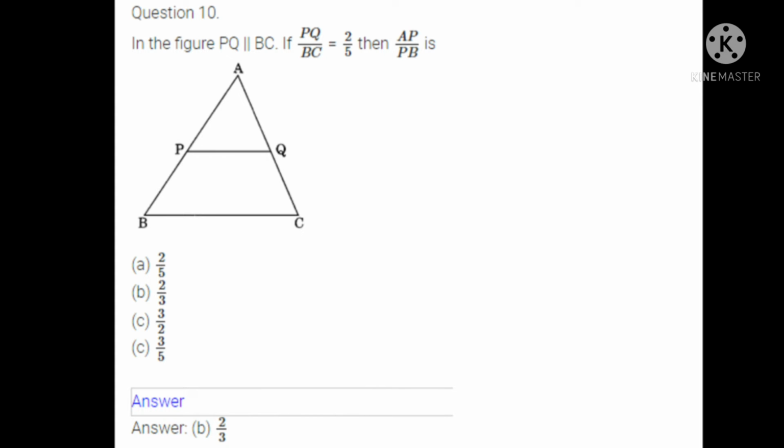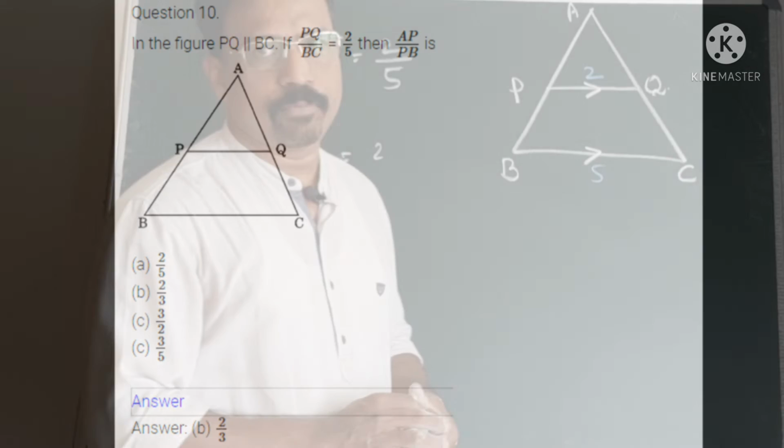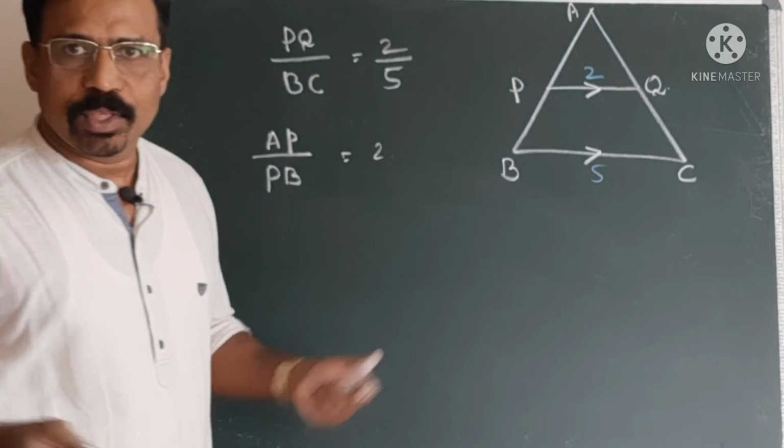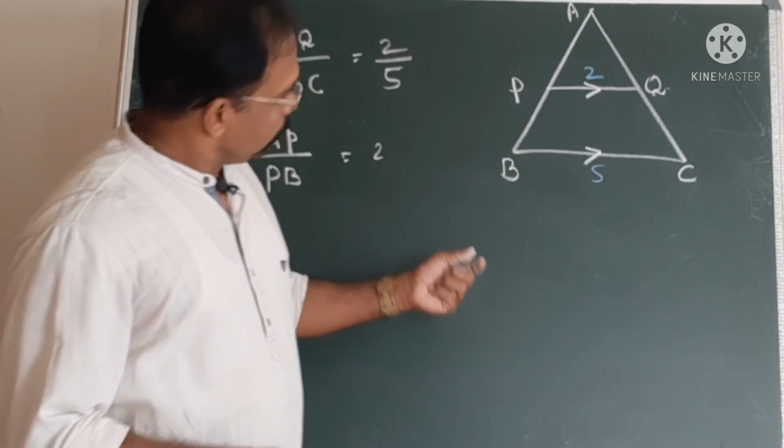In the figure, PQ is parallel to BC. If PQ by BC is 2 by 5, then AP by PB is? Four options are given to us. This is an interesting question.